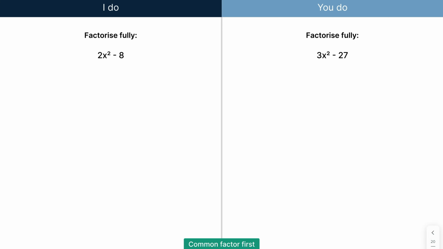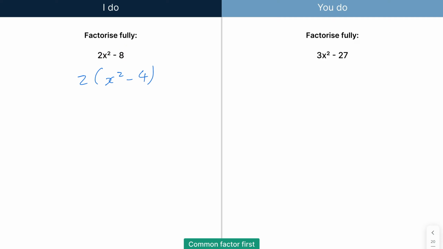So moving on, now with some examples, we need to take out a common factor first. So if we've been asked to factorize this, and we can see there is a difference, but they're not both square numbers. 2 is not square and 8 is not square. So what we can do instead is factorize it first like this, take out a factor of 2.